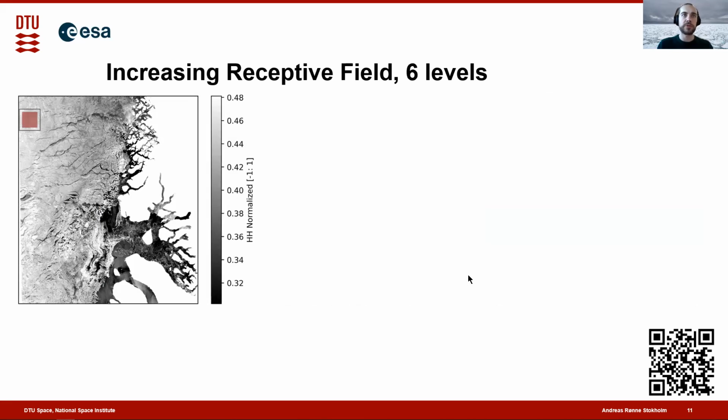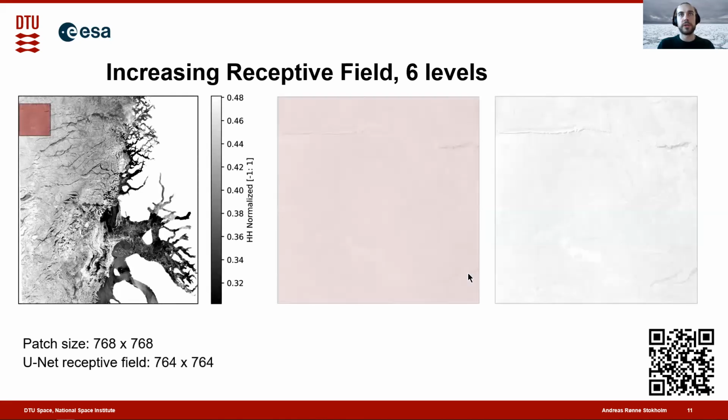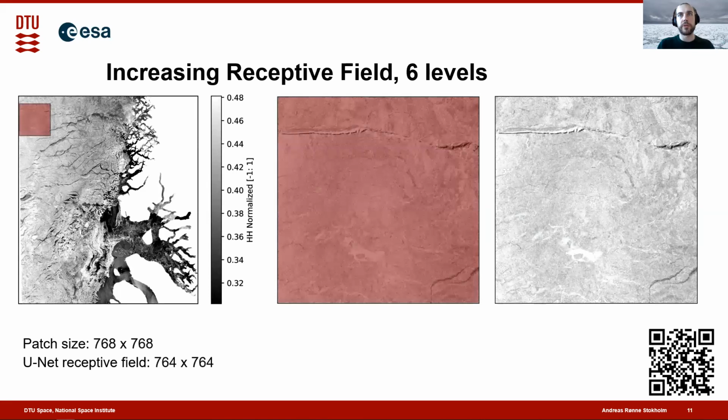We can do this multiple times. With 6 levels, the receptive field is 764, with even more details apparent, making it much easier to differentiate this area.